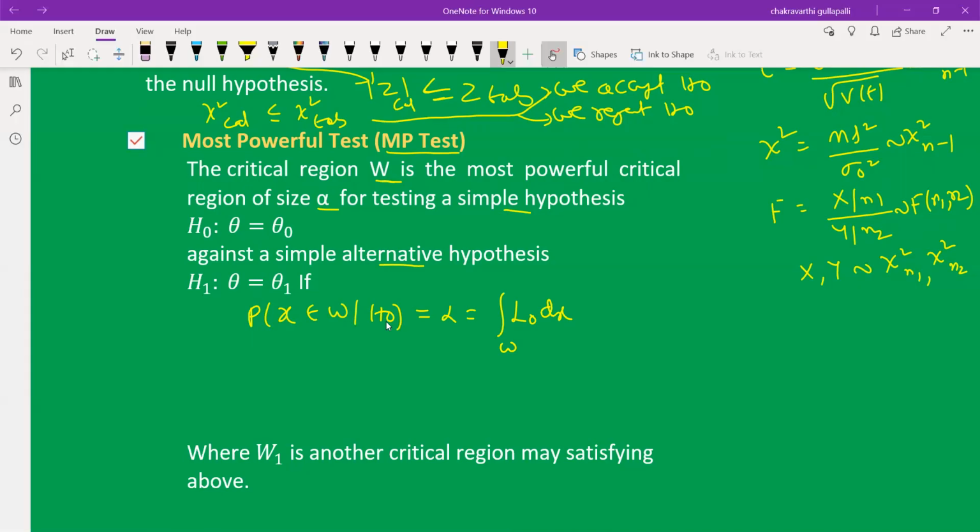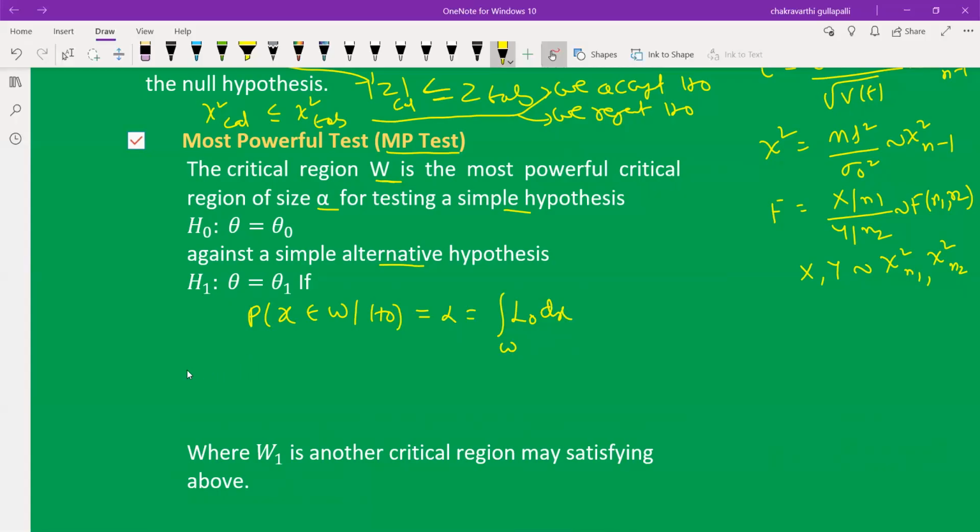When H0 is true, the size of the critical region is called the probability of type 1 error. In terms of multiple integrals, it is the integral under W of L0 dx. L0 dx means the likelihood function under H0. H0 is what? Theta is equal to theta naught. Substitute theta equal to theta naught in the likelihood function, integrate this value, and we get alpha. I will explain this and give a sum, numerical problems related to measurement of alpha.